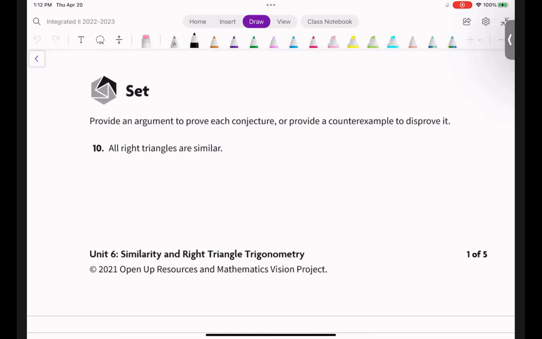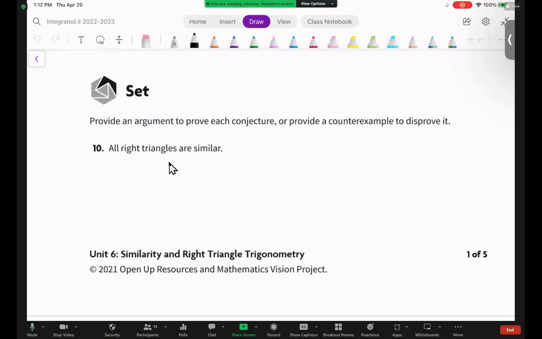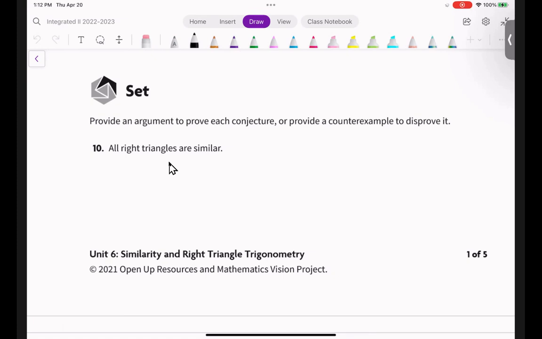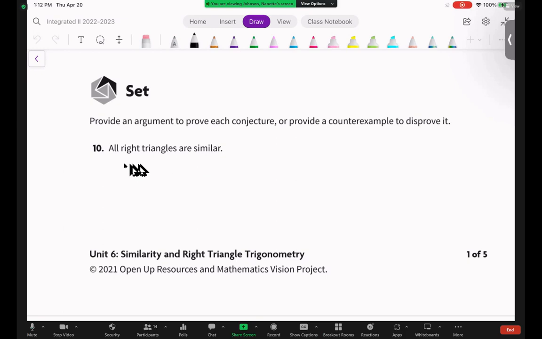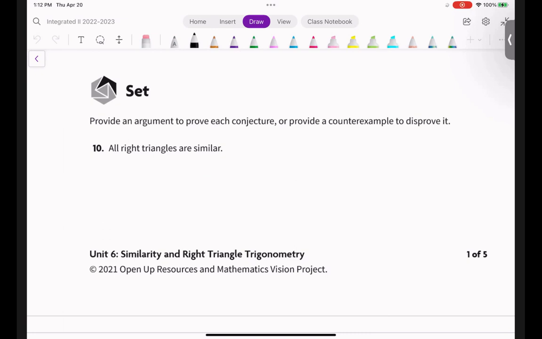Okay, so I have some groups for number 10. You guys all went into groups and then you had some discussions. It says provide an argument to prove each conjecture or provide a counterexample to disprove it. It says all right triangles are similar. Now, some of you are saying yes, and some of you are saying no. I need the no's to explain and I need the yeses to explain. Give me some explanations in the chat, please.